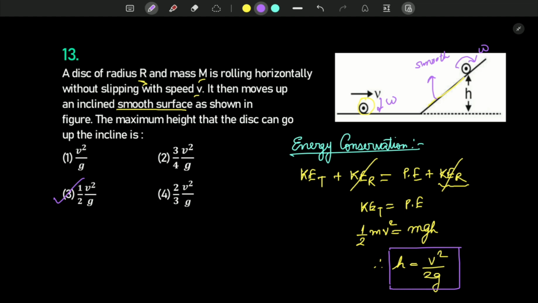Now please don't use here kinetic energy equals half mv square times (k plus 1). Don't use this formula over here, because in the question it is given as a smooth surface and you need to take translational kinetic energy and rotational kinetic energy separately, because rotational kinetic energy remains unchanged.